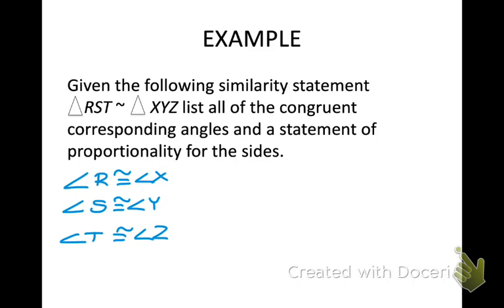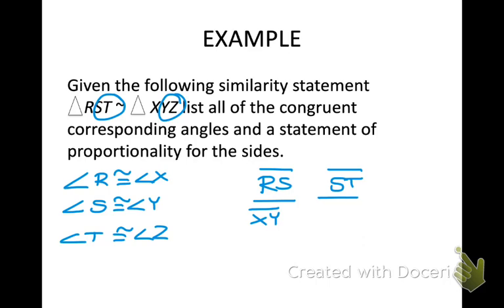Now my sides would be proportional. So if I make my first two letters a side, side RS should be proportional with side XY. And then if I do the same thing for the last two letters, I didn't scan out far enough. Side ST should match up with side YZ. And then my only other side that I'm missing is RT and XZ. So RT would match up with XZ.